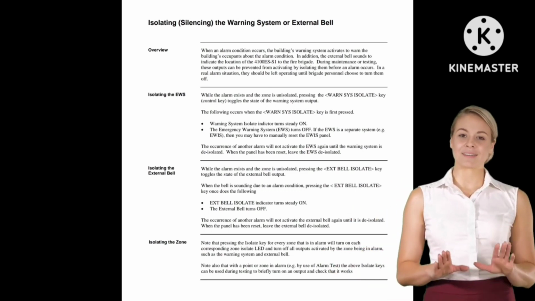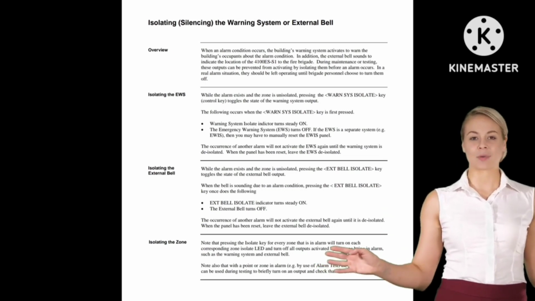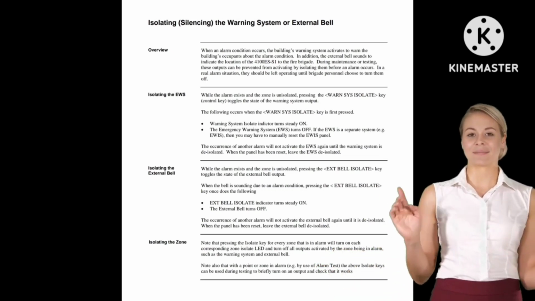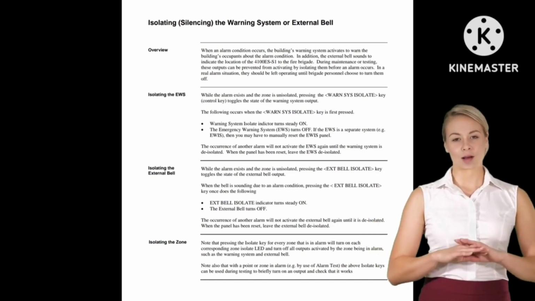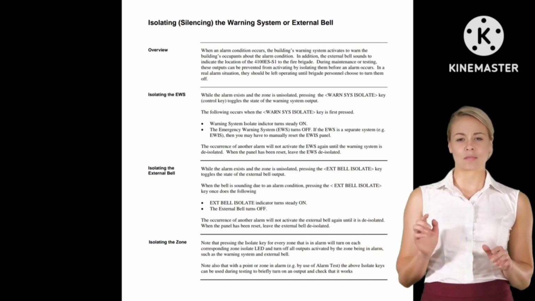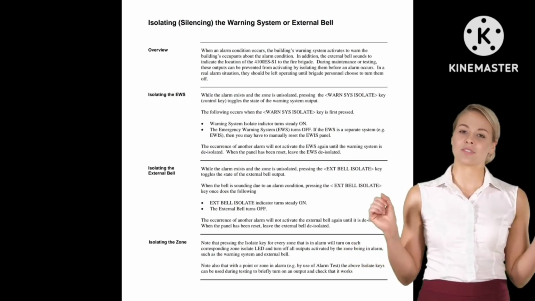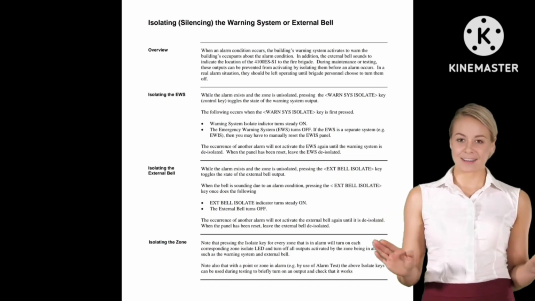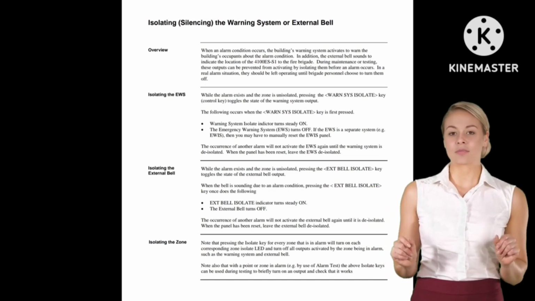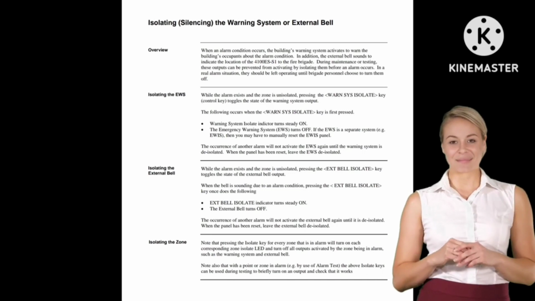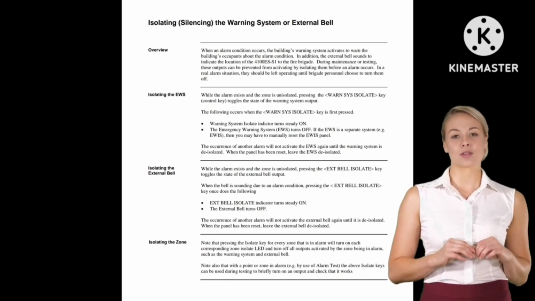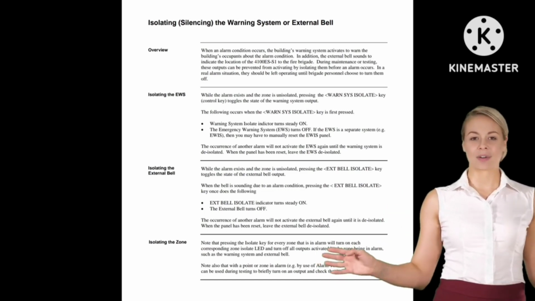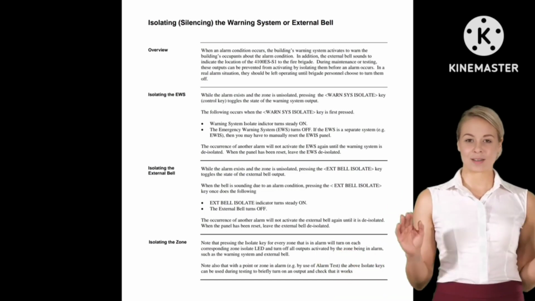While the alarm exists and the zone is unisolated, pressing the warn sys isolate control key toggles the state of the warning system output. The following occurs when the warn sys isolate key is first pressed: warning system isolate indicator turns steady on, and the emergency warning system turns off. If the warning system is a separate system, e.g. UIS, then you may have to manually reset the UIS panel. The occurrence of another alarm will not activate the UIS again until the warning system is de-isolated. When the panel has been reset, leave the UIS de-isolated.